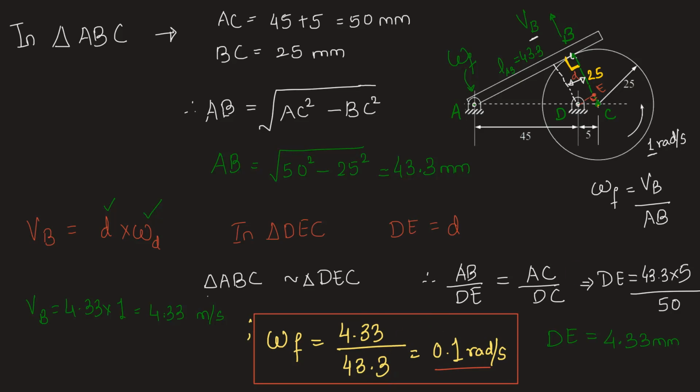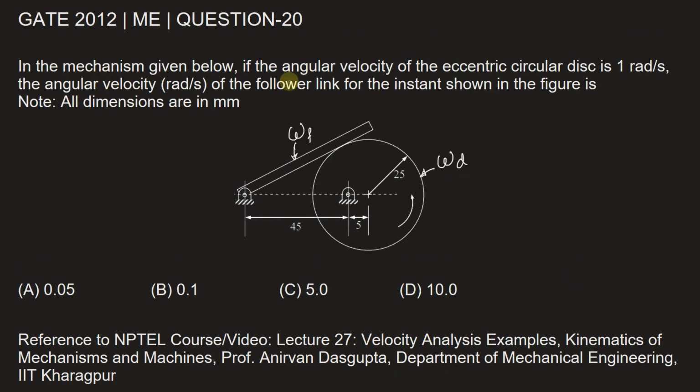Let's go back and mark the correct option. Angular velocity of the follower link is 0.1 radians per second.